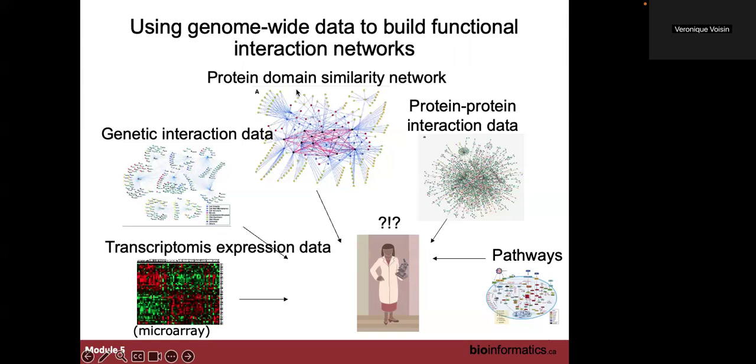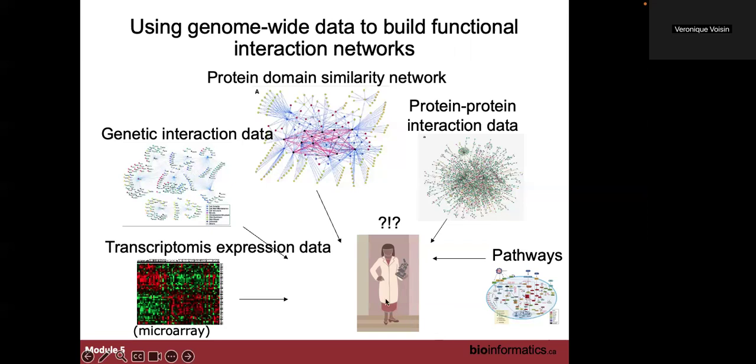Then we see the protein domain similarity networks. The two genes here, the two proteins, are linked by an edge if they share a common protein domain. Then we have the protein-protein interaction network. The two nodes are linked if the two proteins are known to physically interact with each other. And then we have the pathway interaction network. The genes are connected if they belong to the same signaling pathway, for example.